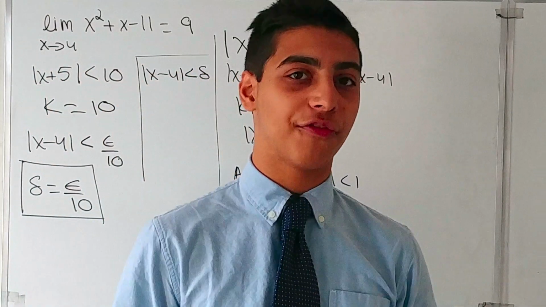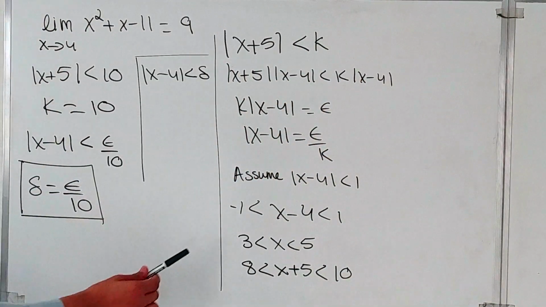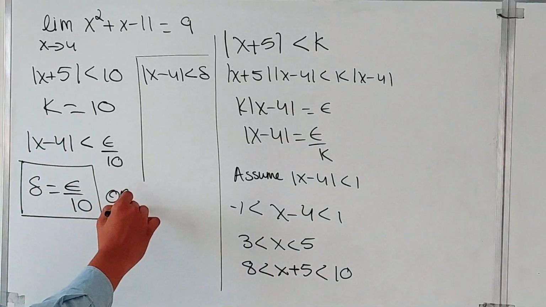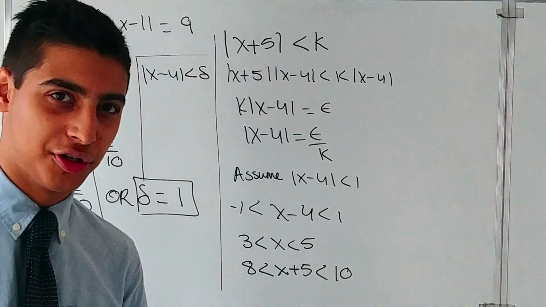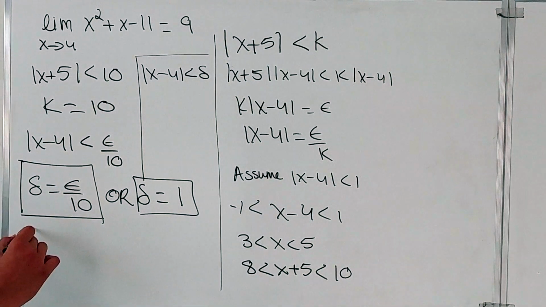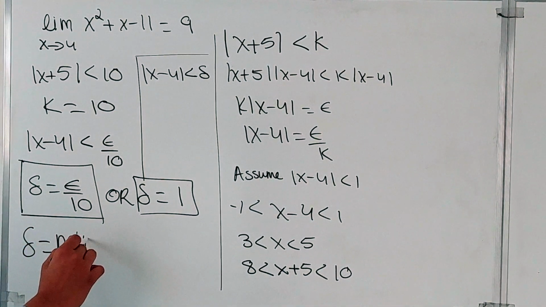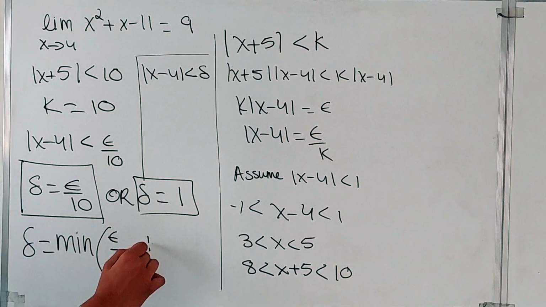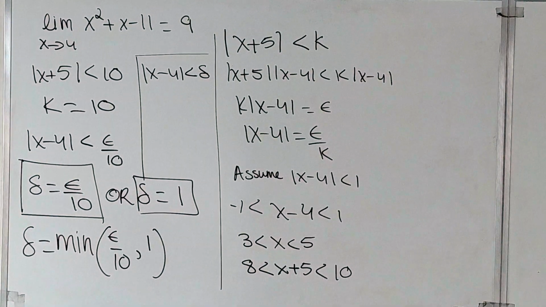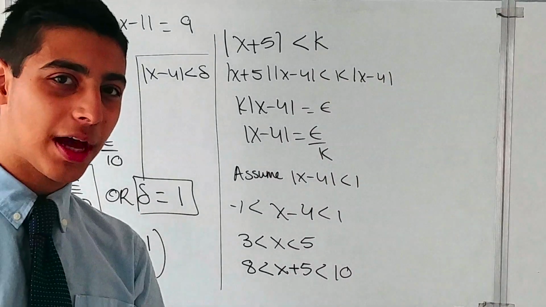However, there's another thing we are forgetting. If you remember over here, I mentioned that the absolute value of x minus 4 must be less than 1. Therefore, delta does not necessarily have to equal epsilon over 10, but can also equal 1. So you're saying delta has 2 values? Not exactly. What we generally do when delta has 2 values like this is say that delta equals the minimum value of epsilon over 10 or 1. Depending on which one is lower, delta will take that value. So by doing this, we guarantee that delta will be one of these values. Hope that made some sense.